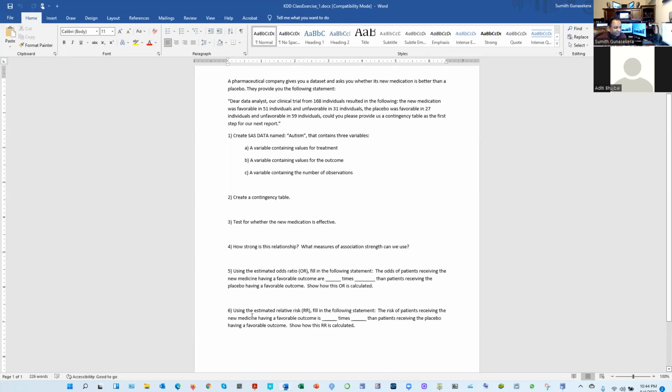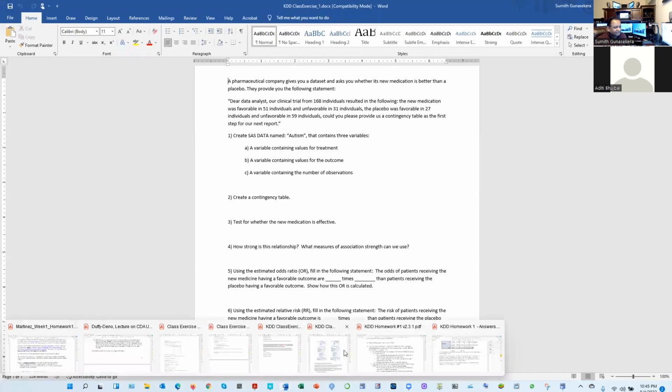Read very carefully: the patient receiving the medication having a favorable outcome compared to the patient receiving the placebo having the outcome. So you have to make sure you read the table, the right cell, the correct cell. Make sure that you read the correct cell.